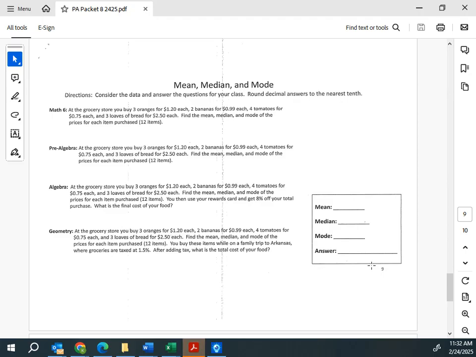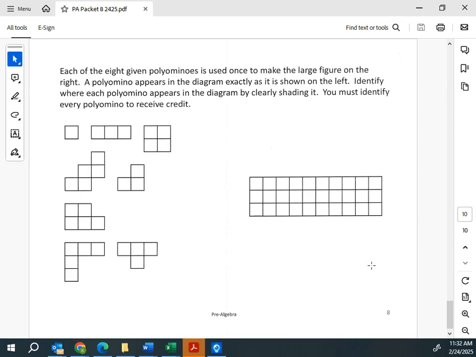And our last page is that polyomino one that we know how to do. No twisting, sliding, turning. Okay, just slide it straight over.